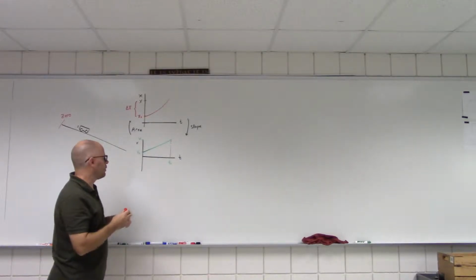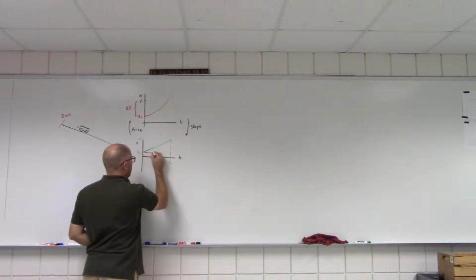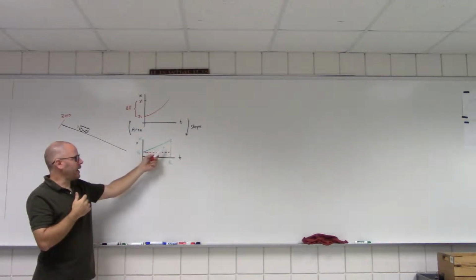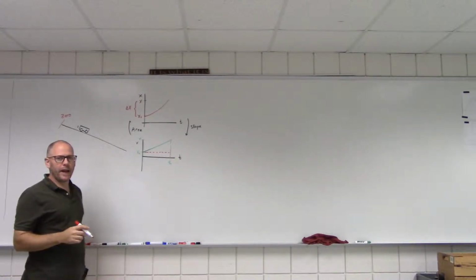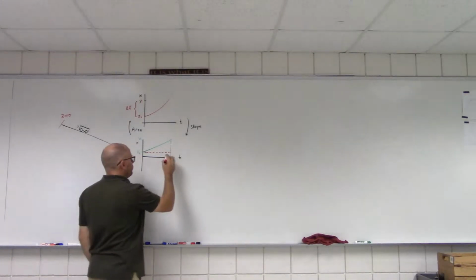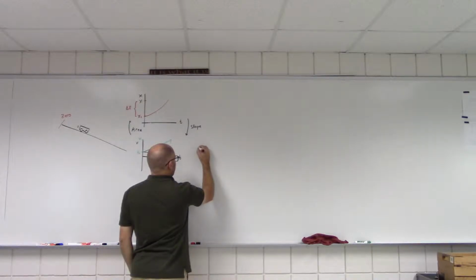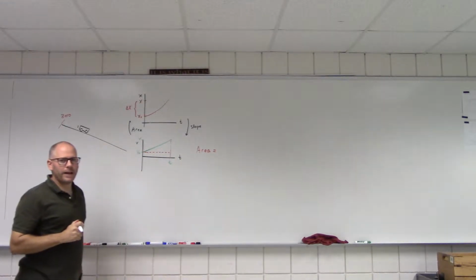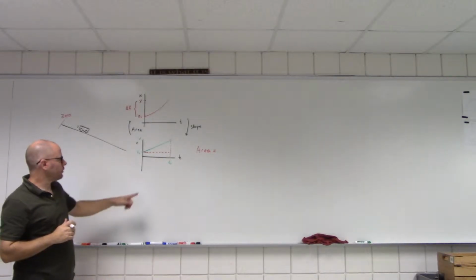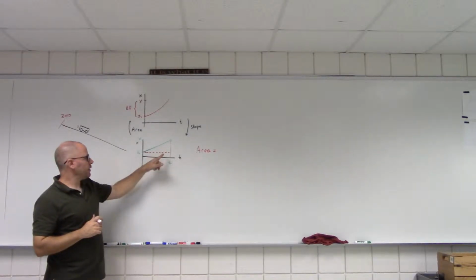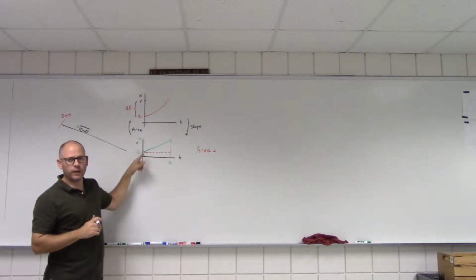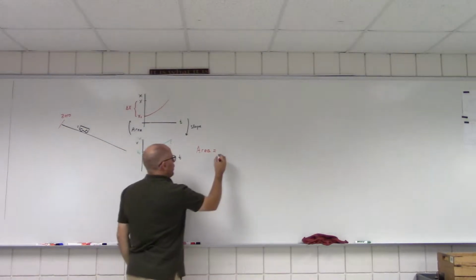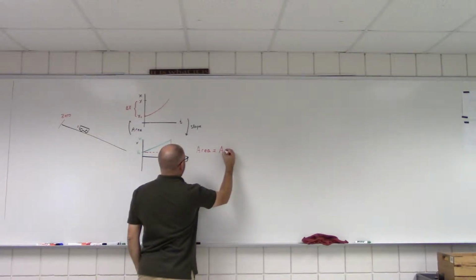So I'm going to use this method where I break it up into a rectangle and a triangle and see if I can't represent those things. So how am I going to find the area of this? Well, let's do the triangle first, and then we'll do the rectangle. If I look at this triangle, the area of a triangle is 1/2 the base times the height.